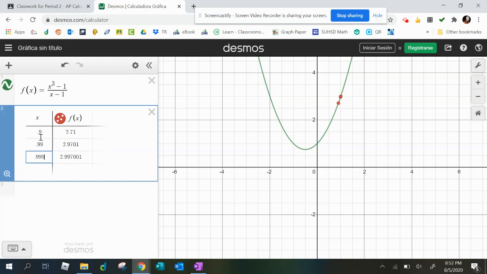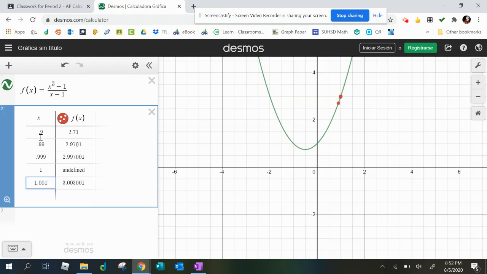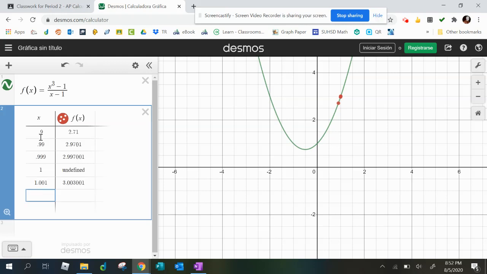I think Desmos does suggestions for you too. If you hit 1 again, you'll notice it's undefined. And then keep working with 1.001. So now that would be coming in from the right side, right? From the top, my right finger. Okay, and then 1.01, and then 1.1. All right, so if you notice, we can say that as we're getting closer and closer to 1, which value are we starting to get closest to?